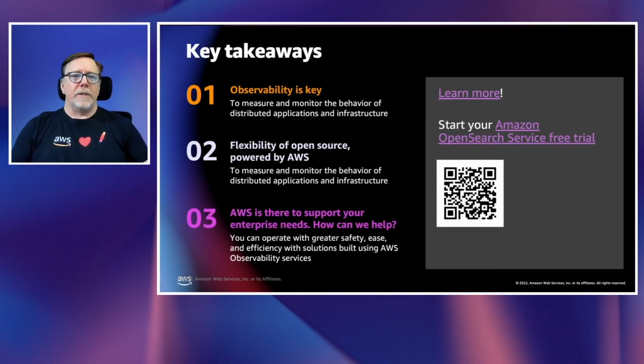So, three takeaways here. Observability really is going to allow you to measure and monitor the behavior of your applications and infrastructure. The end goal of all of this observability is, again, to bring a better end user experience for better business outcomes for your software. We have open source technologies across the board, also powered by AWS in many cases, that enable you to measure and monitor this behavior.